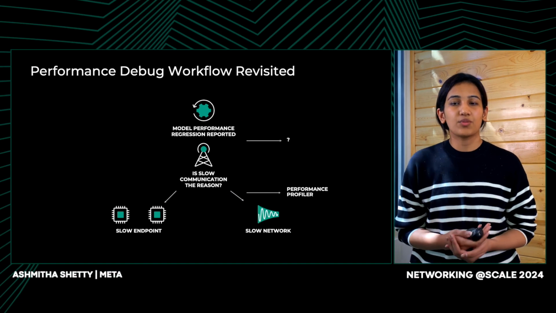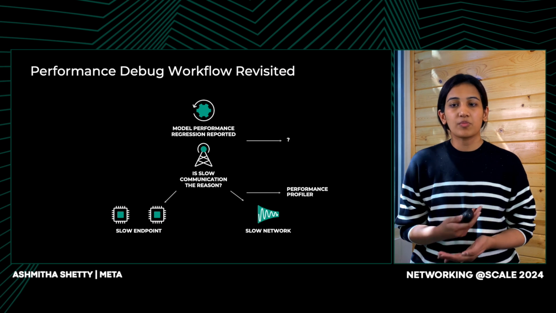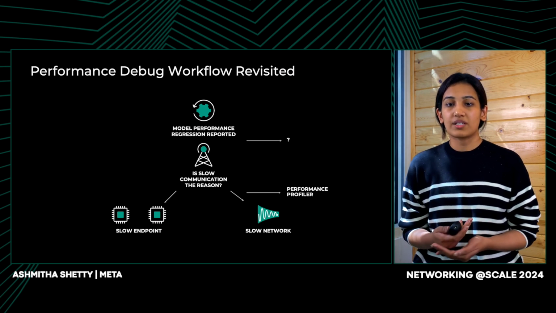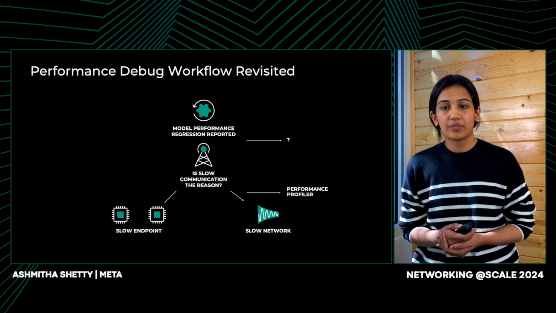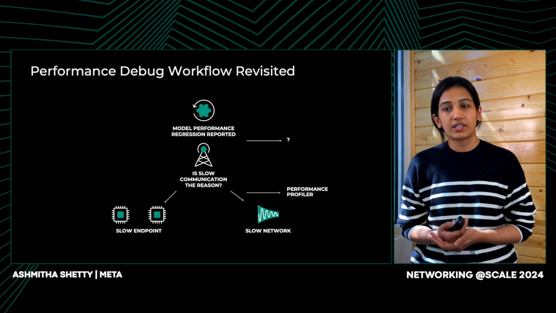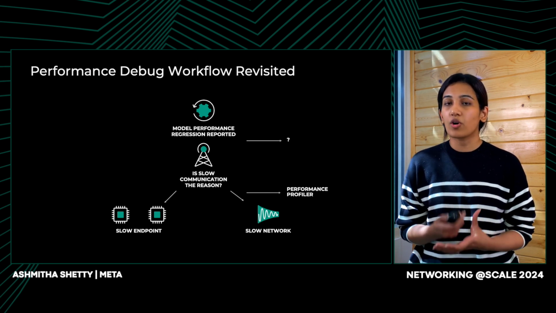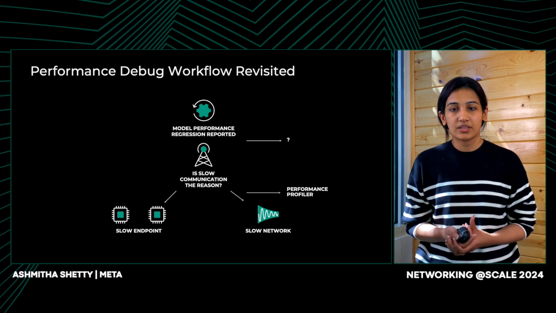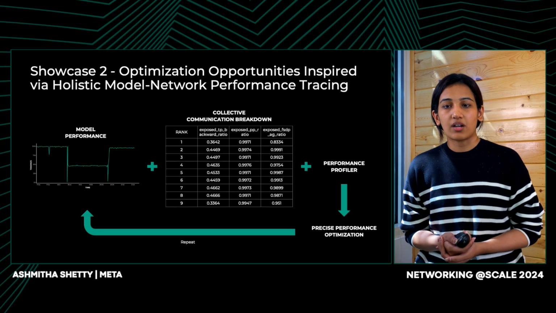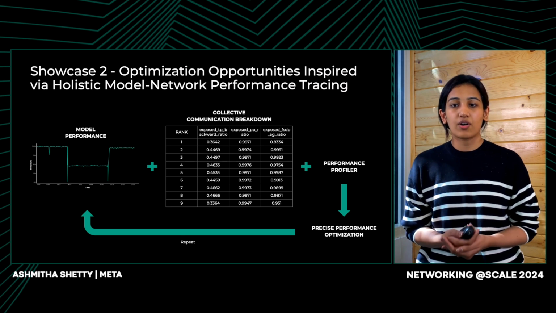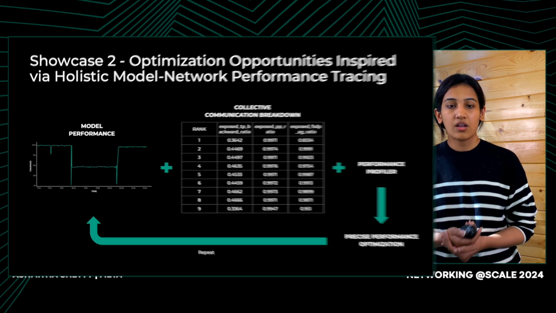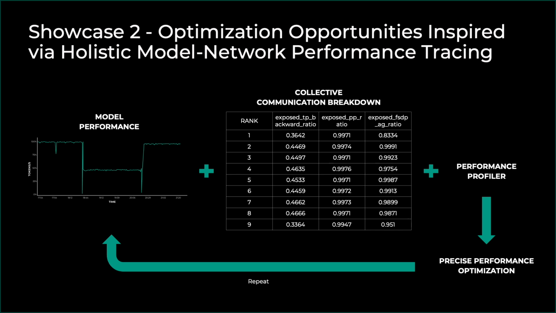We just spent the last few minutes understanding the performance profiler we built to understand if a collective is slow due to an endpoint issue or the network. But how do we know if a slow collective is actually resulting in slow model performance? So in this showcase, we show how we can combine 3 visualizations that we built in order to complete the debug workflow. Firstly, the model performance timeline.